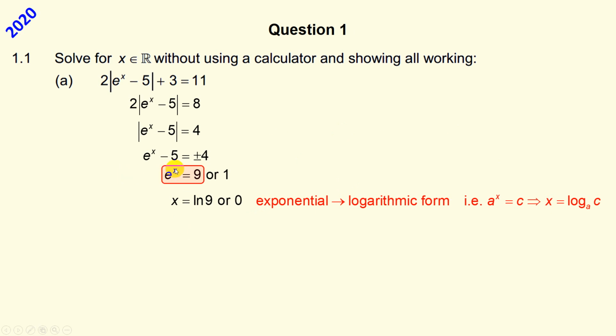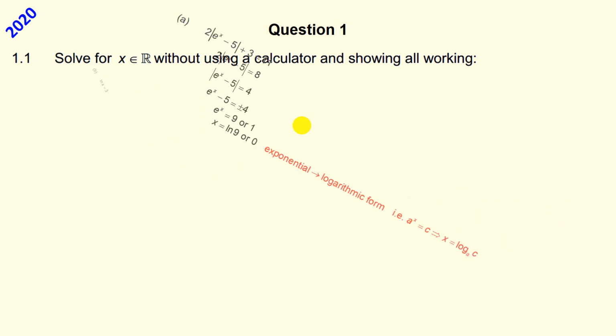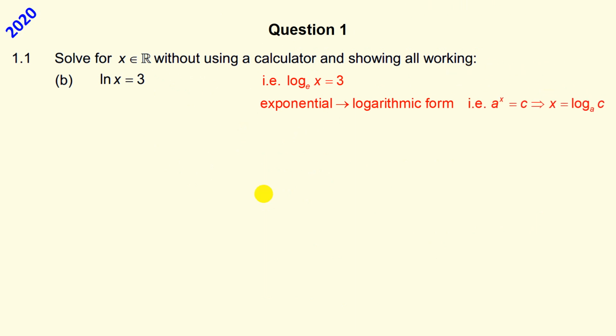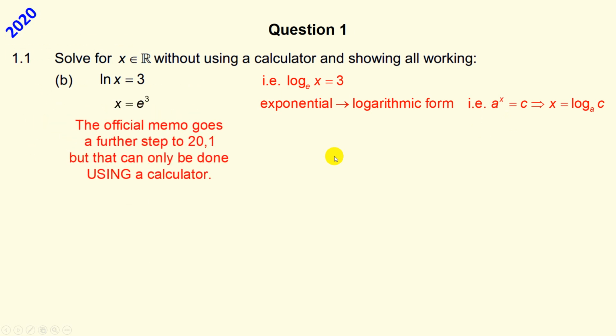And of course, we know if e to the x equals 1, anything to the x equals 1, then the x must be 0. Here we're going to have to go the other way around. So we're going to go to logarithmic form. We're going to go to exponential form now. And that's where we have to stop.